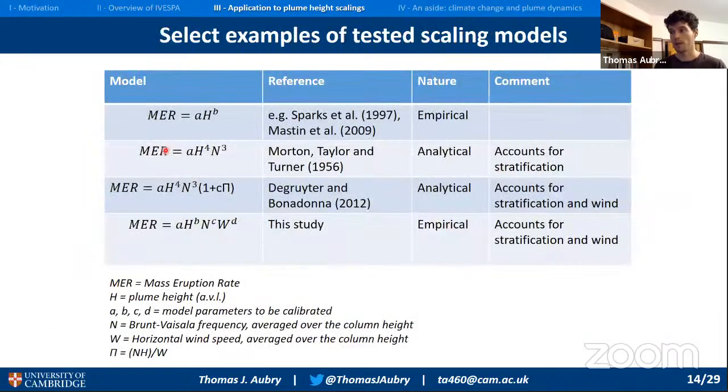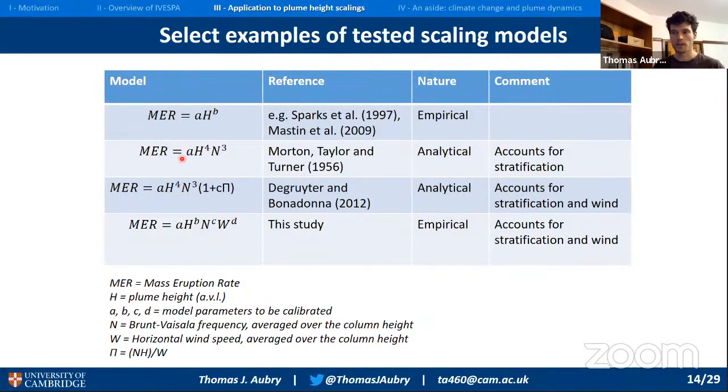And in particular, in that case, I'm going to look at a scaling model still. So relatively simple 0D model. So I'm just going to talk about 4 select scaling examples. The first line in this table is the one I just talked about, the power law relationship between the mass eruption rate and the plume height. And so that's an empirical scaling.